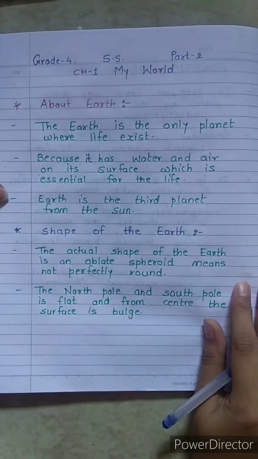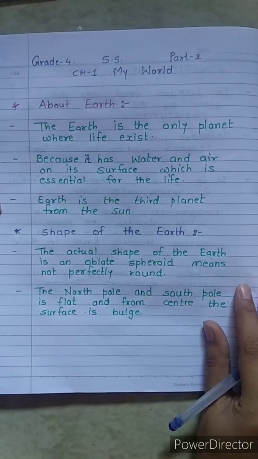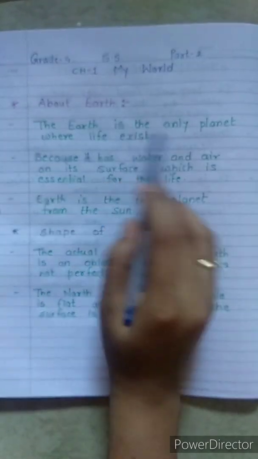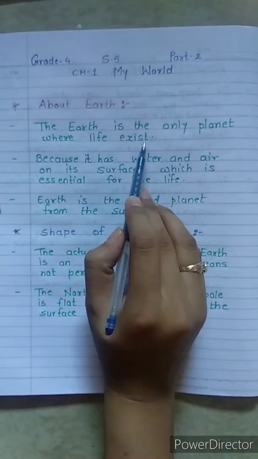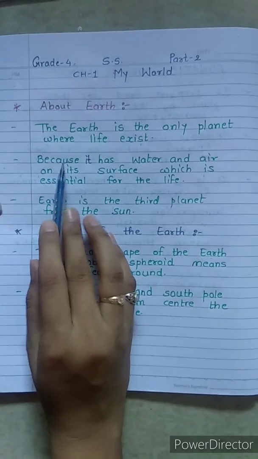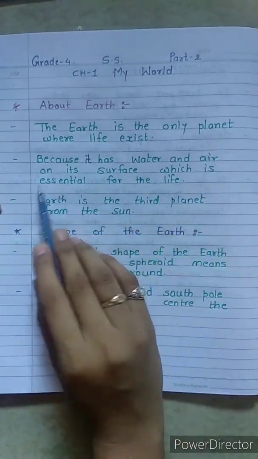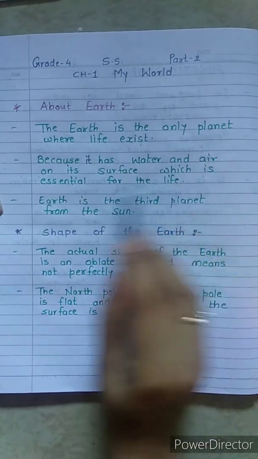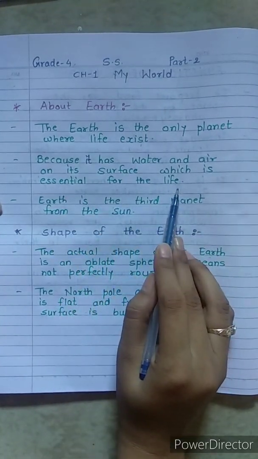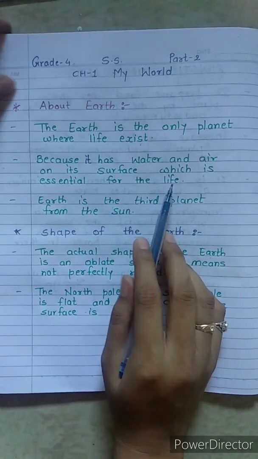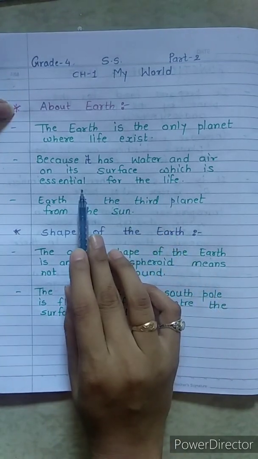Hello children, in the last video we discussed the earth and its shape. Let us revise shortly about the earth. The earth is the only planet where life exists. Why does life exist? Because it has water and air on its surface, which are essential for life. For life, water and air are most important, and they are available only on the earth.